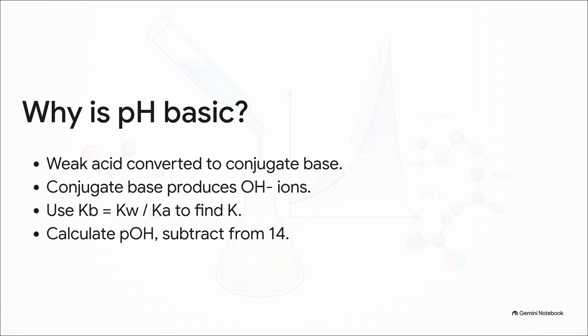Well, because we started with a weak acid. The neutralization converted it entirely into a salt, its conjugate base. And that conjugate base doesn't just sit there doing nothing, it actively reacts with the surrounding water to generate hydroxide ions. So for step 2 of our golden rule, Ka is completely out the window. You have to use the Kb expression to find your equilibrium constant, solve for your hydroxide concentration, calculate the pOH, and then subtract from 14 to finally reveal that basic pH.